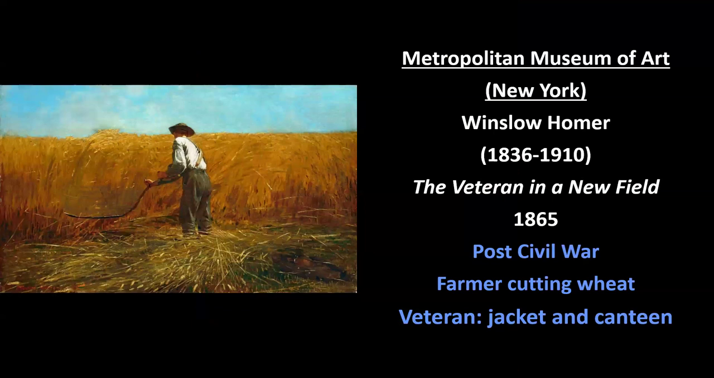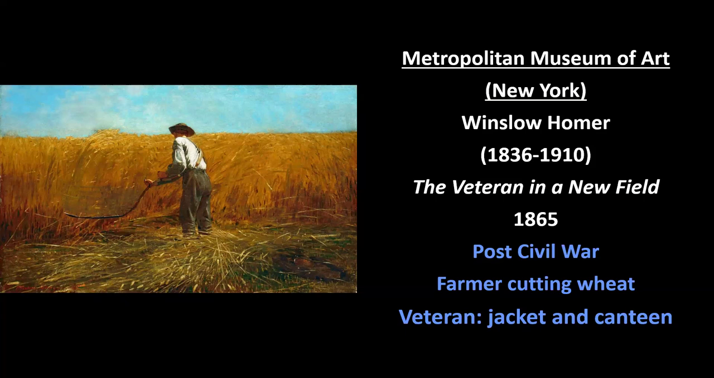This is one of his most famous post-Civil War paintings. This one actually does have a little bit of a Civil War connection to it, and it's one of the more well-known works in American art in general. If you had to make a list of the most famous paintings ever made in the history of the United States, or most famous paintings from the 1800s, this one would be on that list. It's called "The Veteran in a New Field." It's at the Metropolitan Museum of Art in New York. It was done in 1865, shortly after the war ended.